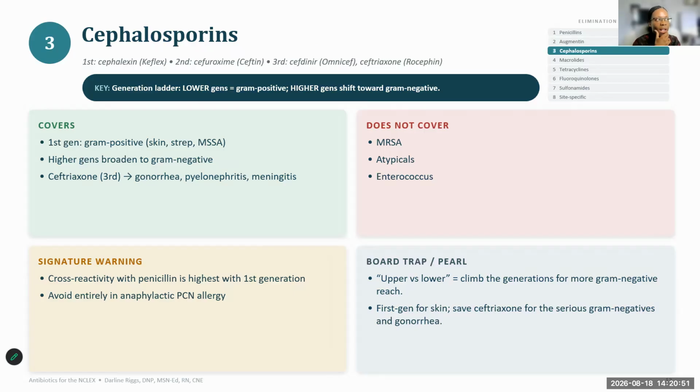They do not. Okay. Signature warning is with the penicillin allergies. If it's a true penicillin allergy, remove your cephalosporins. Okay. The other thing to pay attention to is whether we're dealing with upper versus lower. So yeah, those would be some clues in your question that tell you which direction you should be going.